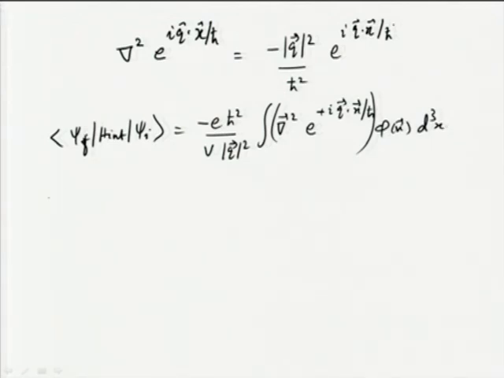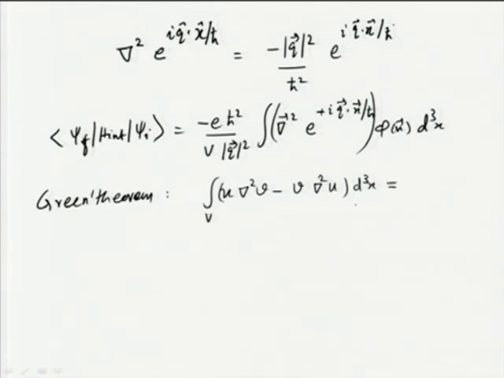Now, we will consider Green's theorem, which says that if you have two scalar functions u and v, then the integral of u del square v minus v del square u d 3 x over a volume V is equal to a surface integral, which will actually vanish if u and v are zeros at the boundaries.